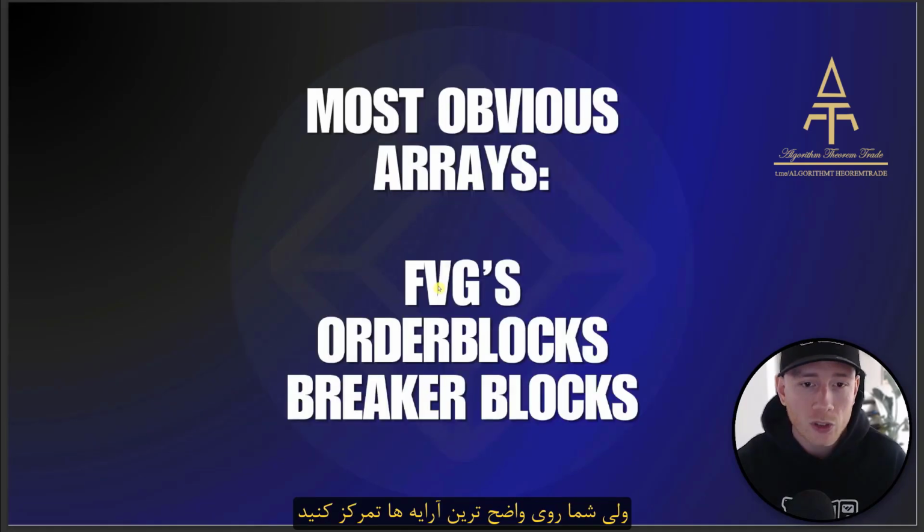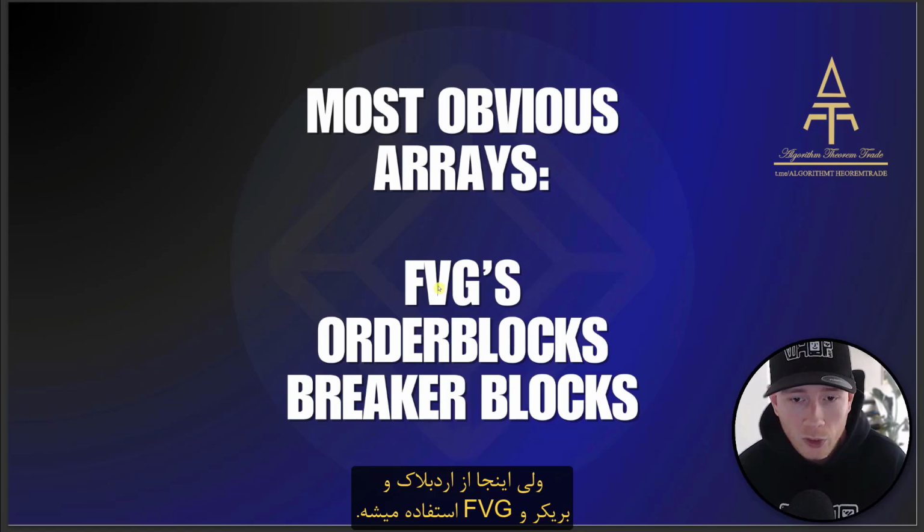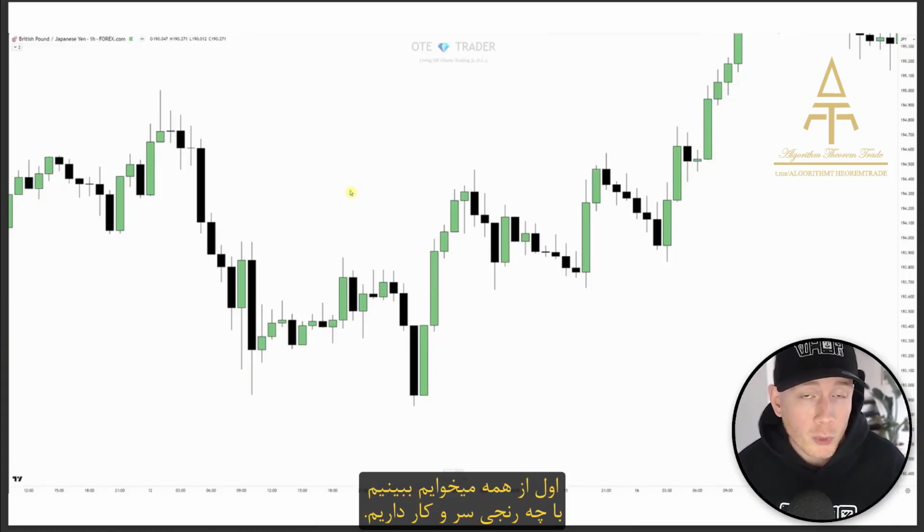And we're going to be focusing on the most obvious arrays. In my own model, I typically only use fair value gaps and old highs and lows, but in this one, we're going to be covering fair value gaps, order blocks, and breaker blocks. So we've got a GBP JPY chart over here. It's completely blank. And before you mark out any PD arrays, you want to be aware of what kind of range you're working with, right?